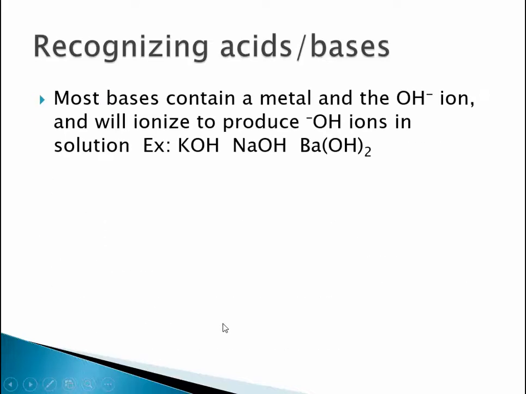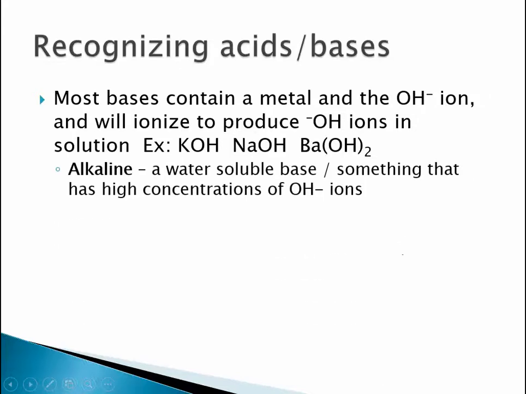As far as bases go, most bases are going to contain a metal and the hydroxide ion, OH minus 1. And they're going to ionize to produce hydroxide ions in solution. So all of these are examples of bases: potassium hydroxide, sodium hydroxide, barium hydroxide. All these ionize and break apart in solution. As we've talked about many times, they're ionically bonded.